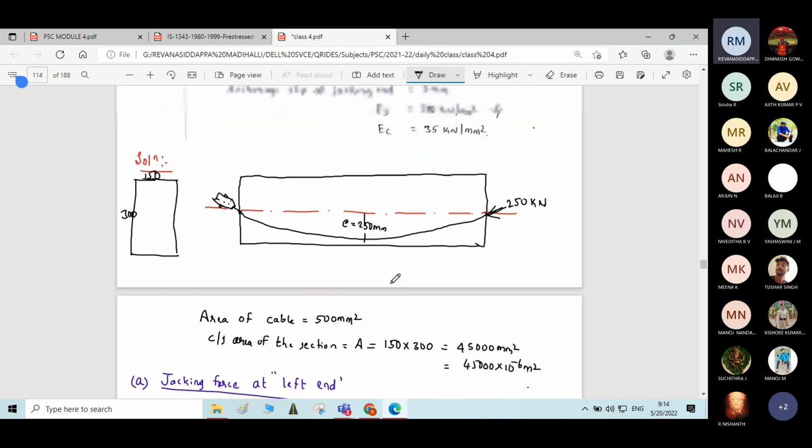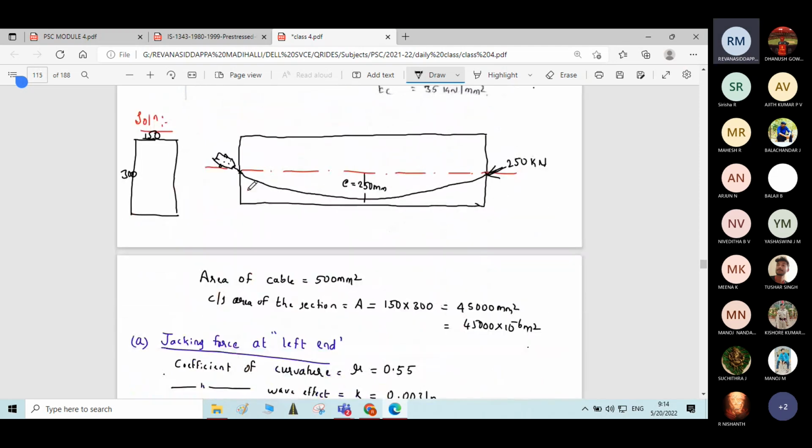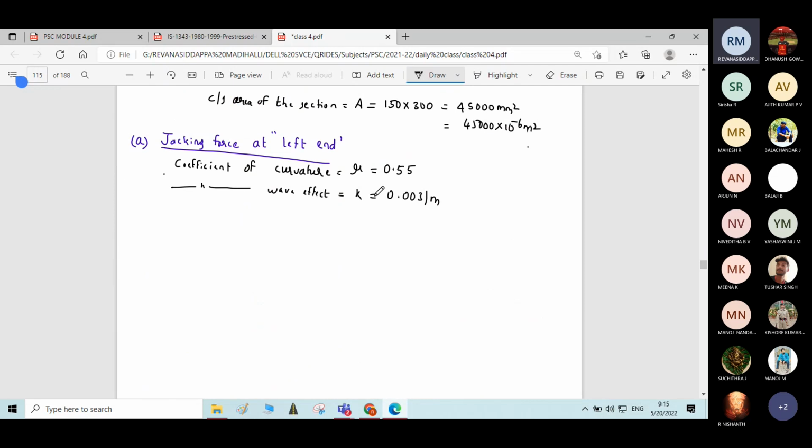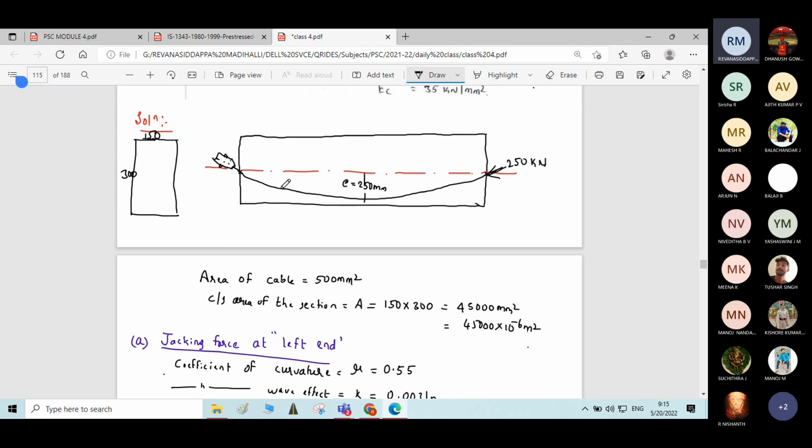Now, what do we require? We require the jacking force at the left end so as to produce a force of 250 kilonewton at the right end. This is the question. Here he has given the coefficient of curvature and wave effect. Utilizing these constants, you can find the jacking force required at the left end. When you apply some particular magnitude of jacking force, the full jacking force will not be transferred at the other end. Why? Because there is wave effect and curvature, so there is frictional loss that takes place in the cable.